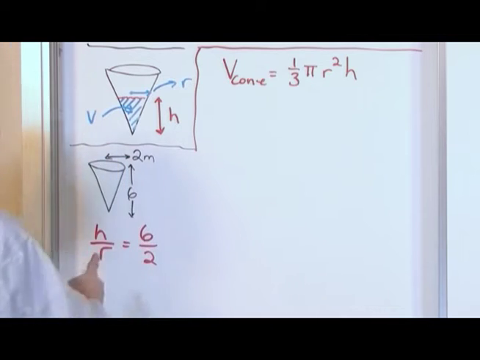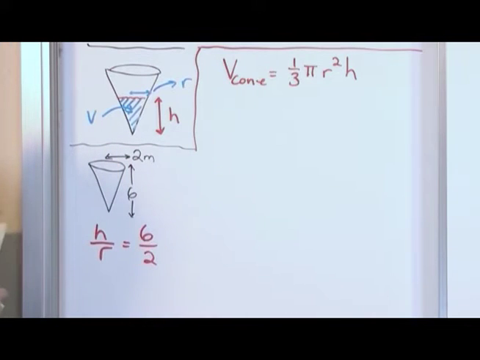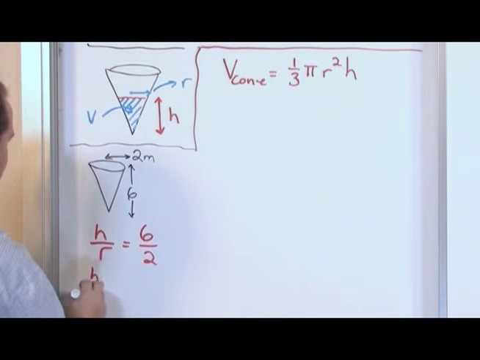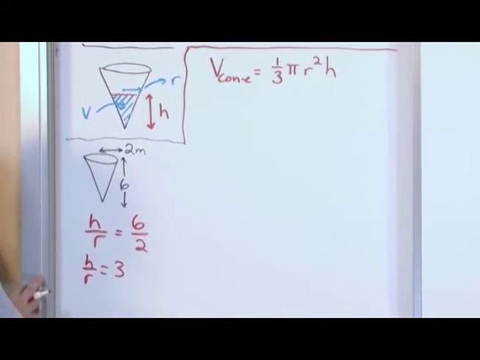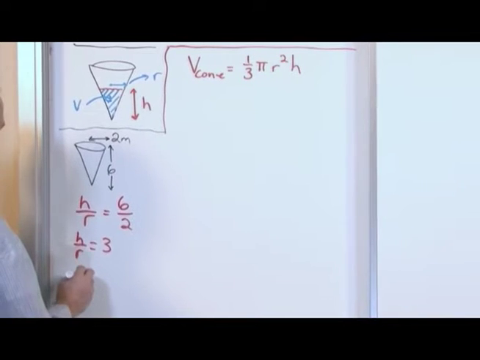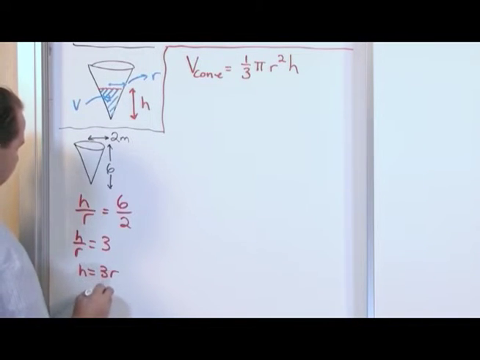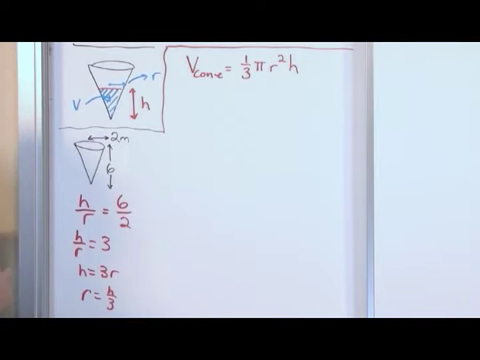So if I do that, first this doesn't look like a big deal at all, but if you really look at it, this is 3. So what you have is h over r is equal to 3. And if you move the r over here, you'll have h is equal to 3r. If you solve for r, r is going to be equal to h over 3.